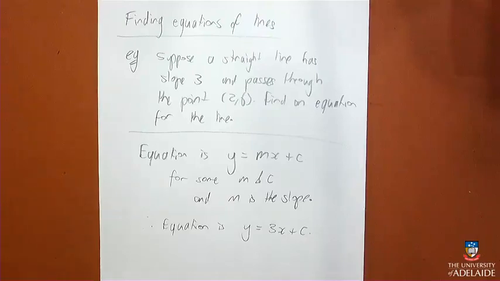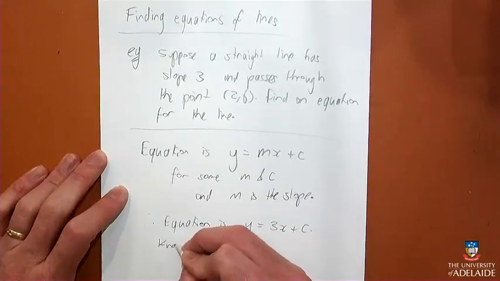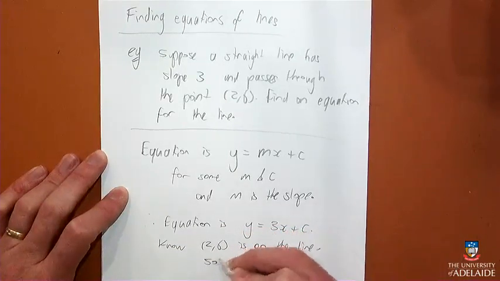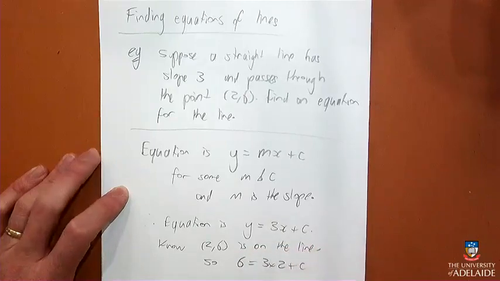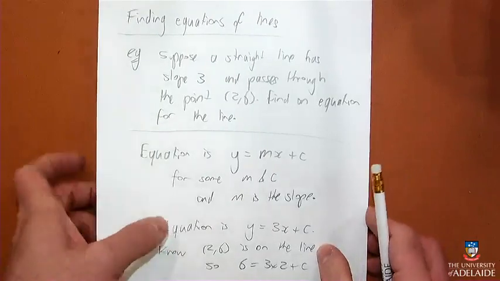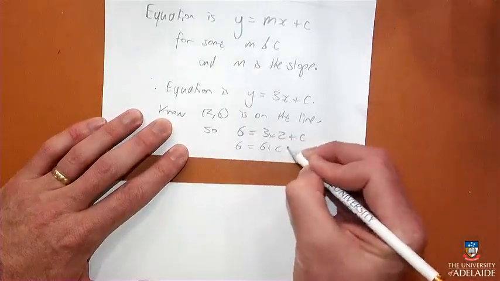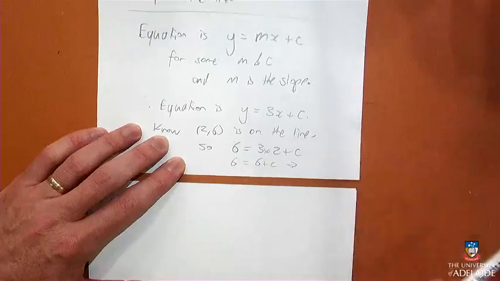And the whole point of an equation for an object is that every point on the object satisfies that equation. If I sub any point that's on this line into this equation, it will work. Whatever the y is will be the same answer as whatever 3 times x plus c is. And what that's going to allow us to do is figure out what the c has to be in order to make it work. So we know (2, 6) is on the line. So the 6 must be equal to 3 times 2 plus c. So in this case, we get 6 equals 6 plus c, which means that the c has to be 0.